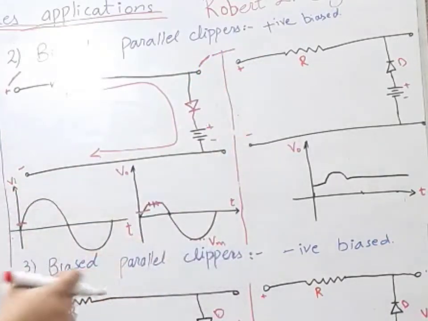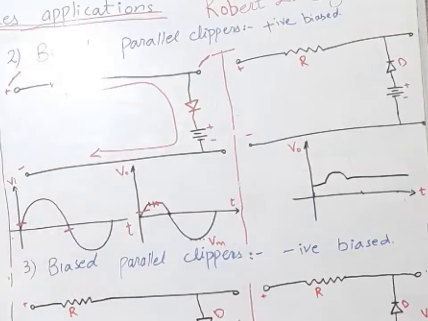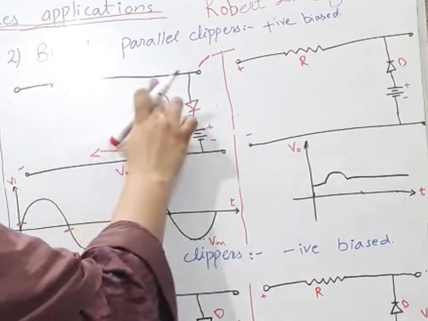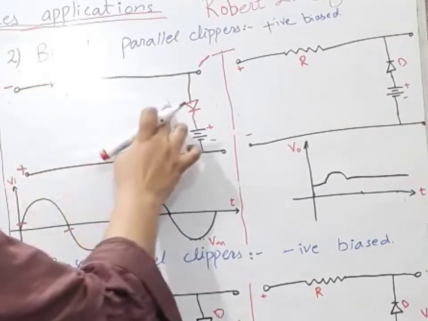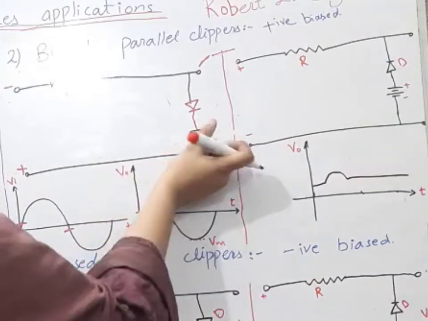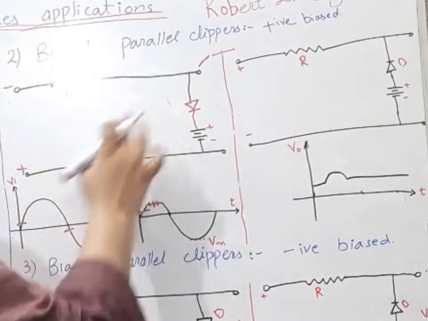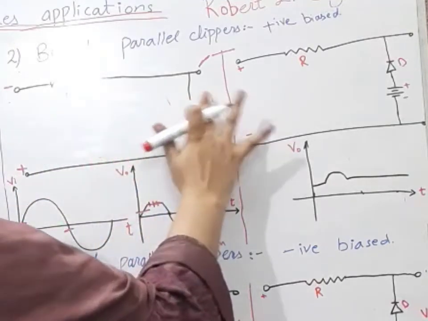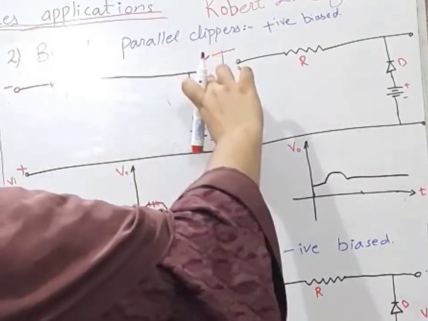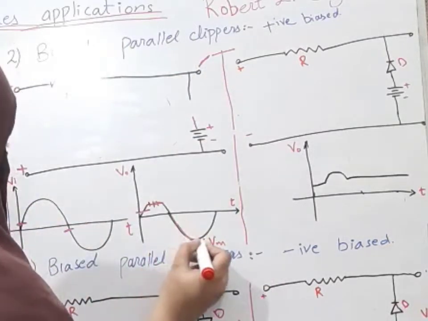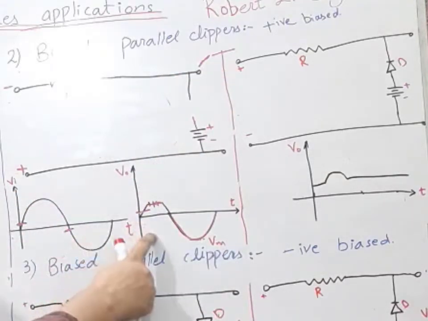plus 3. But for the negative half cycle, where there is minus 1, when minus 1 comes, this minus 1 will try to make this diode reverse biased and this battery is also trying to make this diode reverse biased. Both are trying to make this diode reverse biased. So our diode will be an open circuit here and we will get the same waveform at the output as the input. So I hope you got this concept.